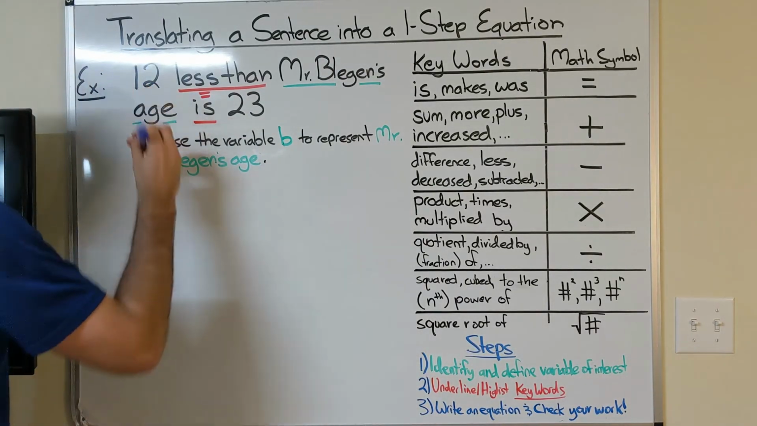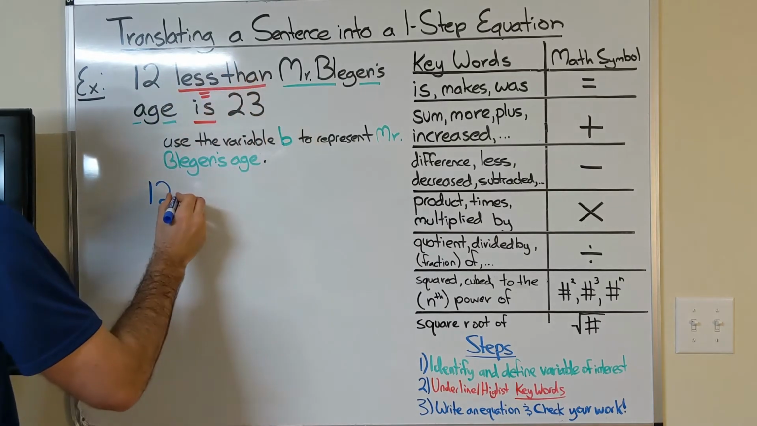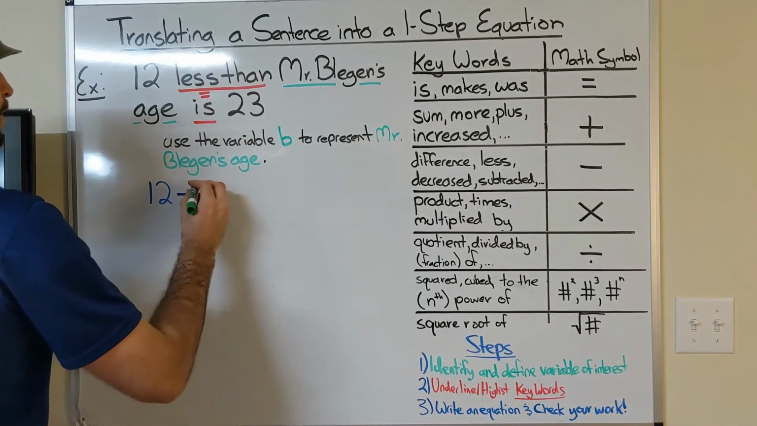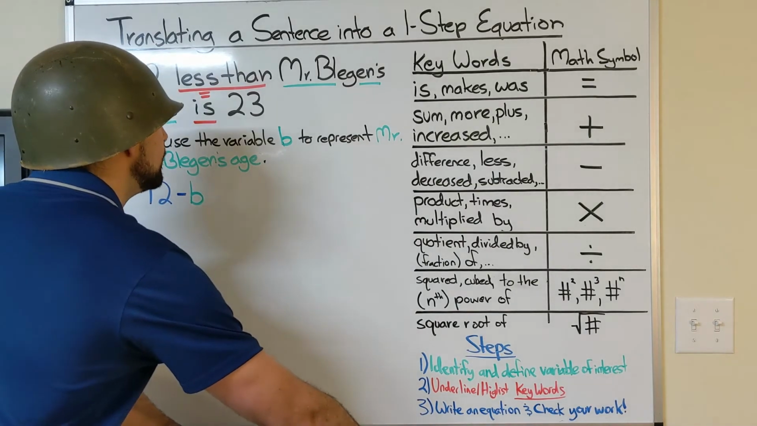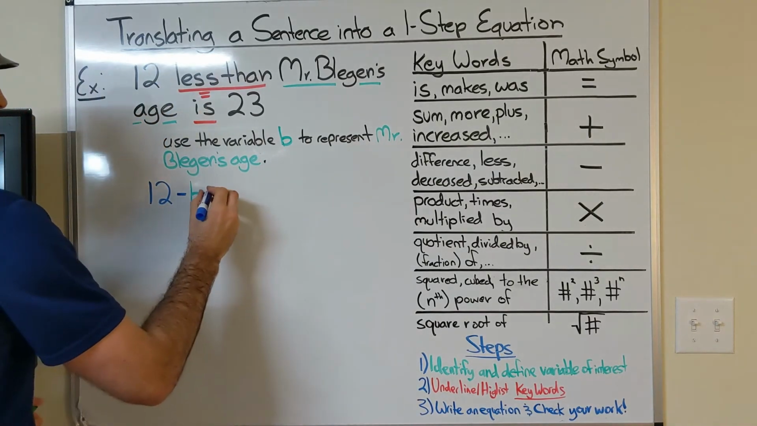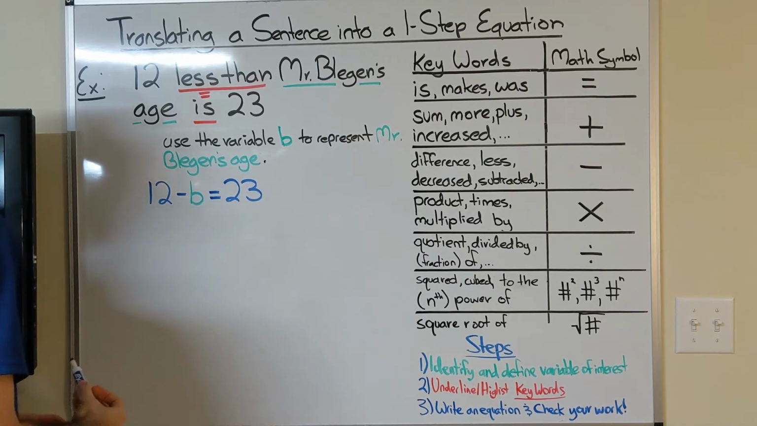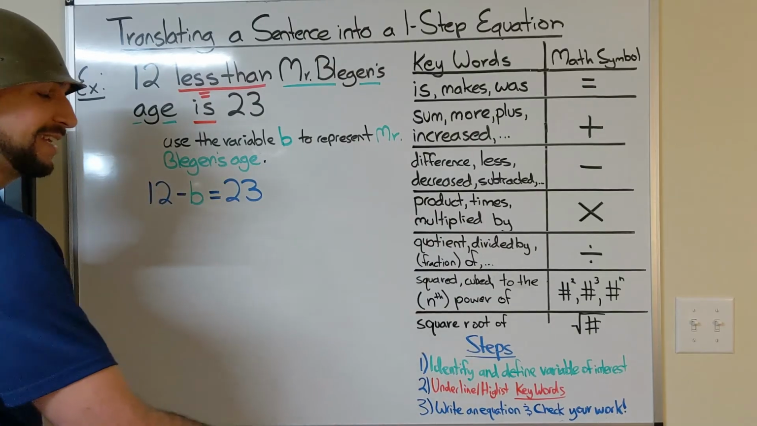We had 12 less than Mr. Blegan's age is 23. Now, let's again solve for our b and see if that makes sense.